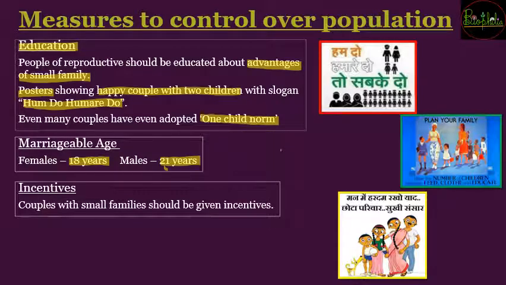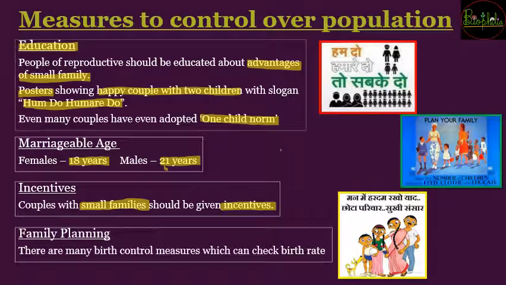Next is incentives. Indians understand the value of money. So if it comes to money, they will understand things much better. People were encouraged to have smaller families when they were given incentives. They were given money if they had a smaller family. Even that technique of giving money incentives was applied to make people understand the importance of smaller families.